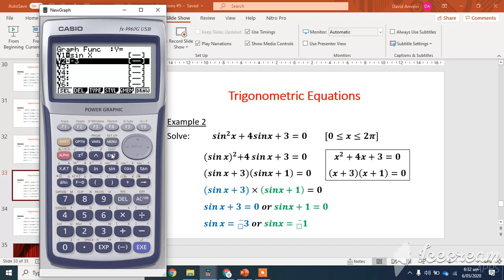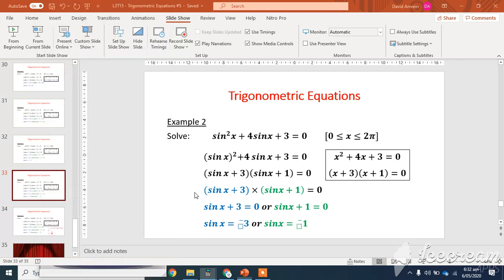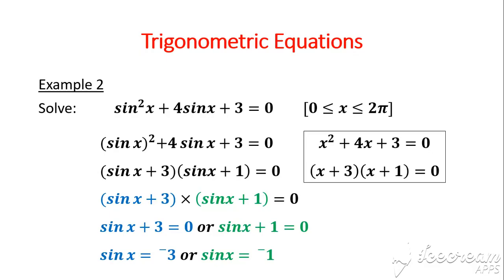But when I change this to negative 1, you can see that there is one solution here, and it happens to be at 4.7123, or 1.5 pi, if you're working it out exactly. So when I come back here and say my solution to this problem is 4.712 radians, or 3 pi over 2. There's only one solution to this trigonometric equation within these boundaries.